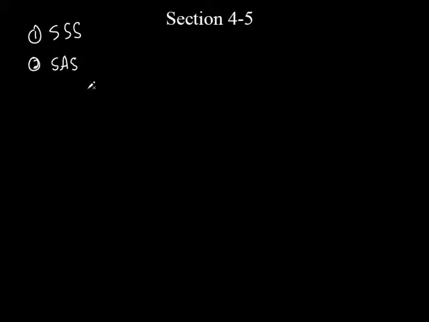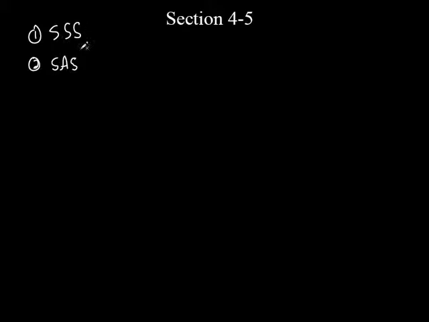So we didn't have to show all 6 parts, right? We didn't have to show all 3 angles and all 3 sides. If you just show 3 sides and that's it, you can show the triangle's congruent. You know what I mean by show 3 sides? Show 3 sides of one triangle equaling 3 sides of another triangle. If I can do that, then I can say the triangles are congruent.